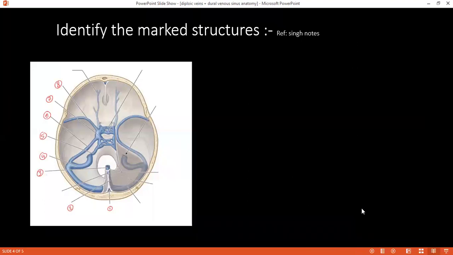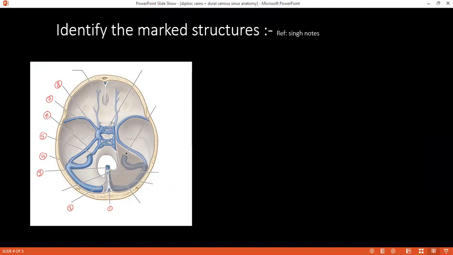Okay, if you can look at this image and can you please identify what these numberings are pointing at? What are these? Yes, ma'am. One is the confluence of sinuses. Just tell me what these blue things that you're looking at are. These are dural sinuses, dural venous sinuses, ma'am. Yes. First, can you please tell me how many dural venous sinuses there are?